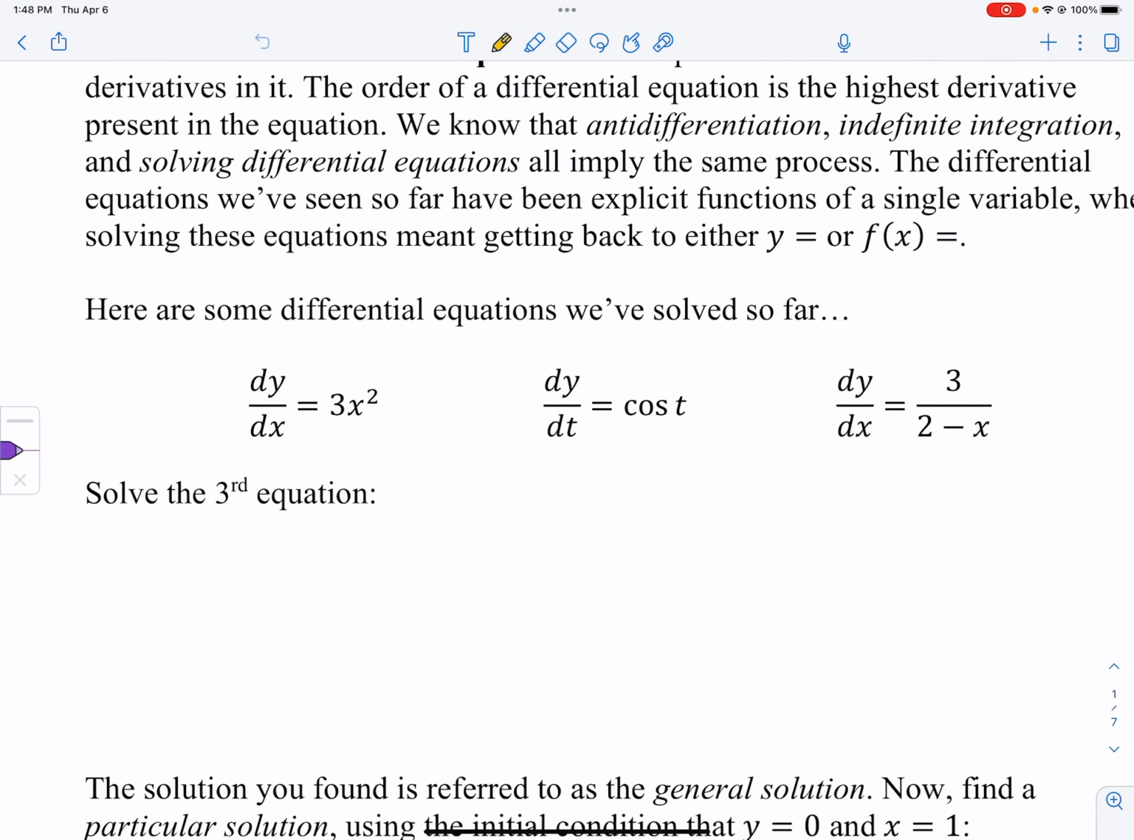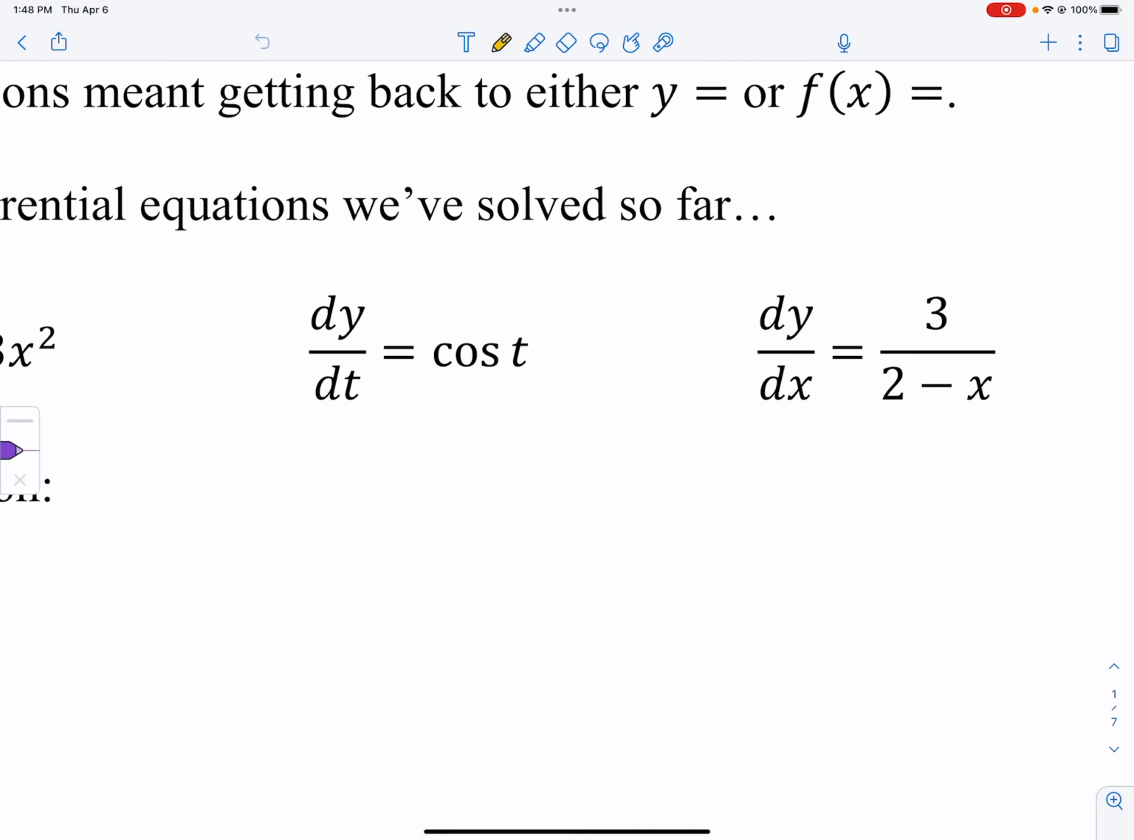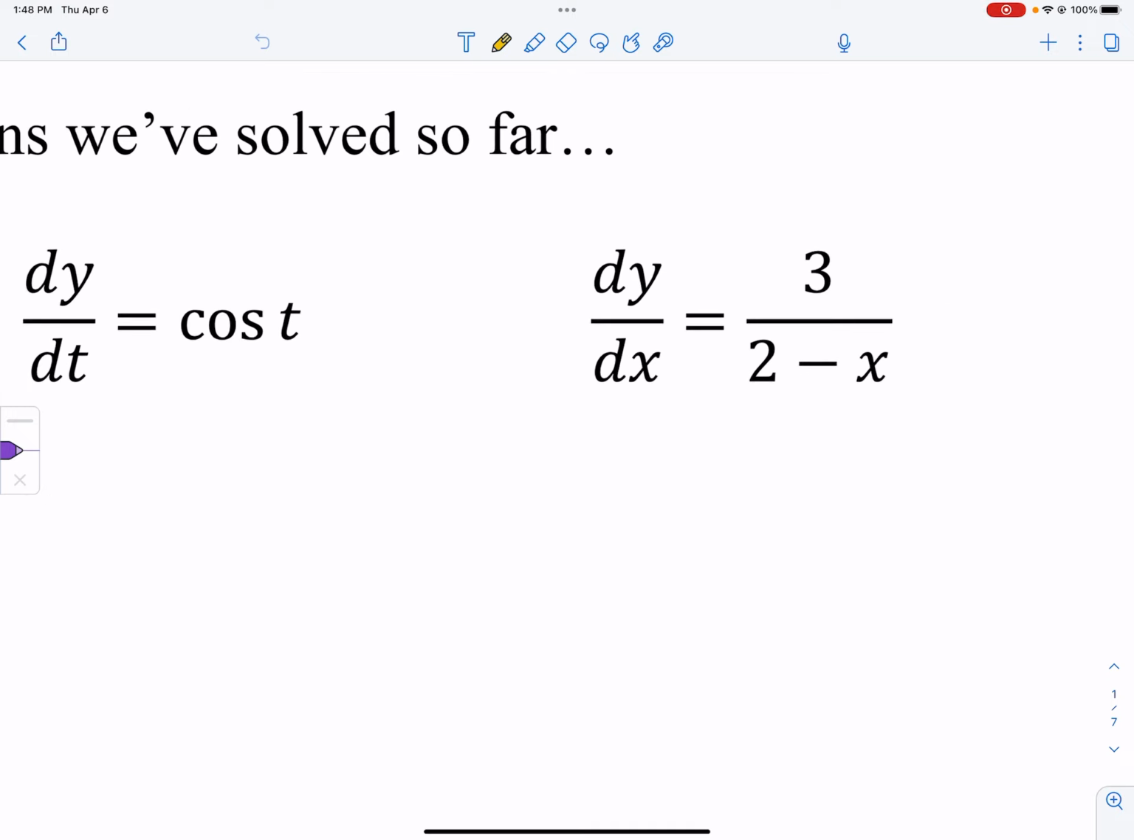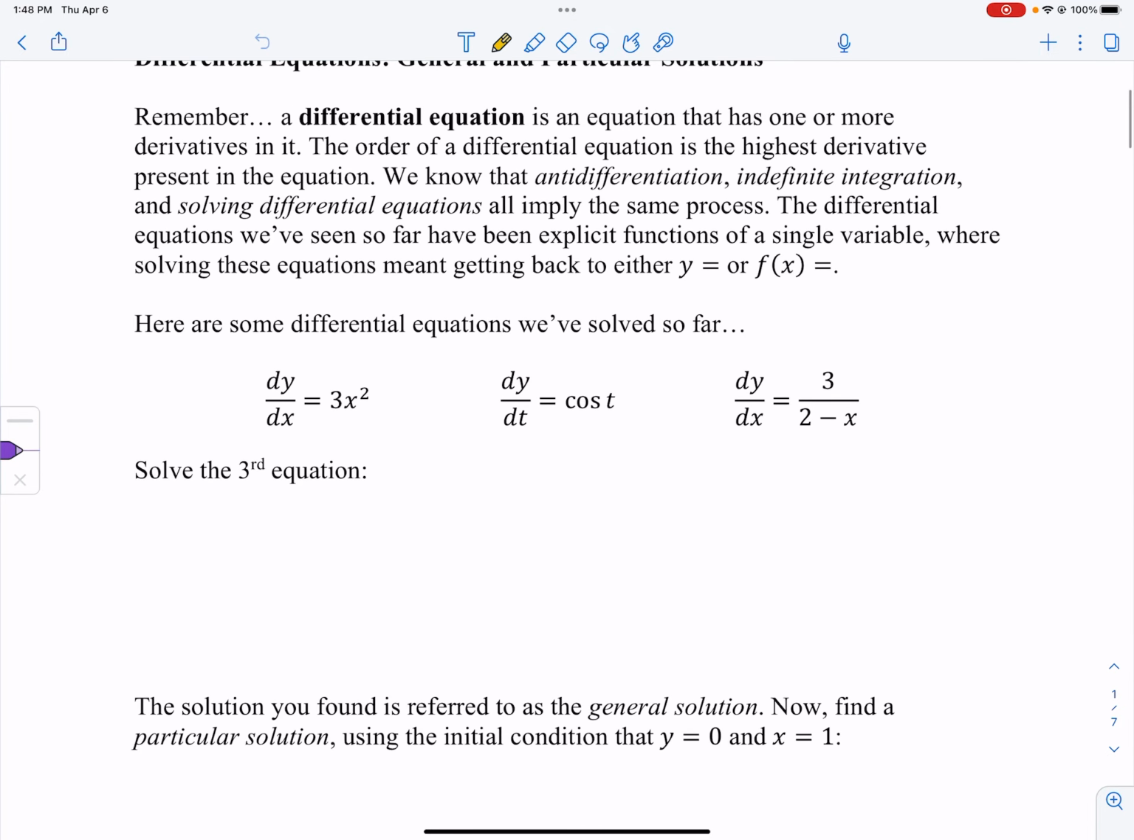So like dy over dx equals 3x squared. And remember, when you solve that differential equation, you're trying to find the equation y equals, that would be the antiderivative of 3x squared. And then dy over dt equals cosine of t. Sometimes the independent variable is something other than x. And then dy over dx equals 3 over 2 minus x.